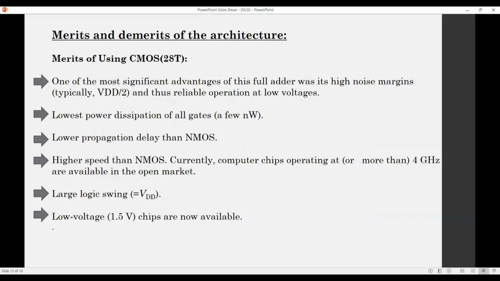Currently, computer chips operating at 4 GHz or more are available in the open market. Moreover, it performs a large logic swing equal to VDD, and low voltage chips, like those operating at 1.5 volt, are now available.